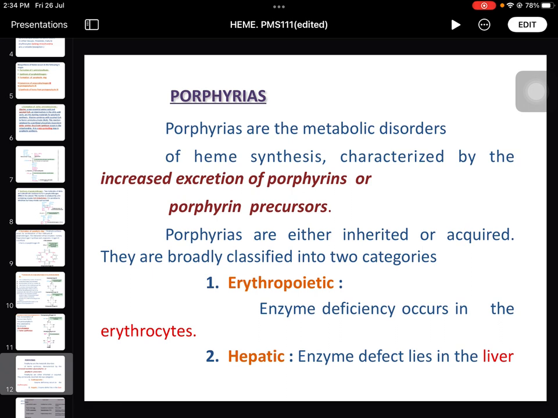Now we have to discuss the disease states of heme synthesis. Defective enzymes may lead to some of the inherited diseases. These diseases are normally called porphyrias.